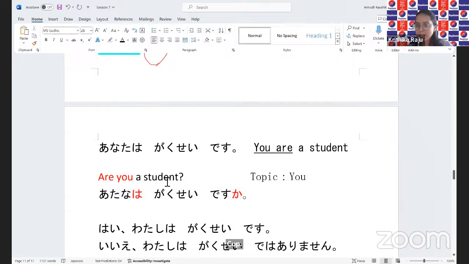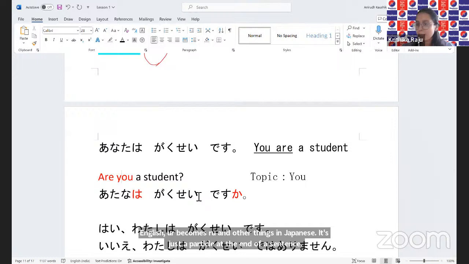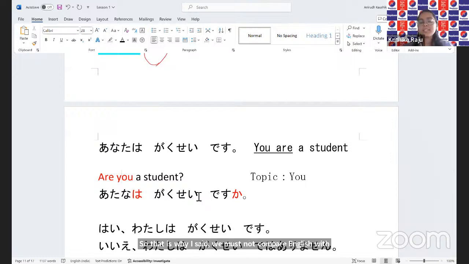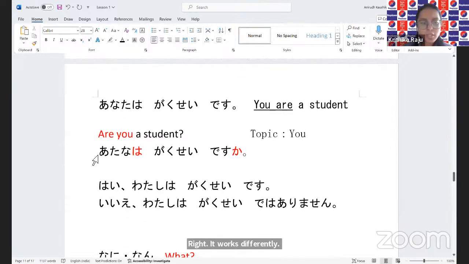So you see how it behaves very differently. It's not like English at all. In English, you are becomes are you and other things. In Japanese, it's just a particle at the end of a sentence. So that is why I said we must not compare English with Japanese to try and understand the grammar. All right, it works differently.